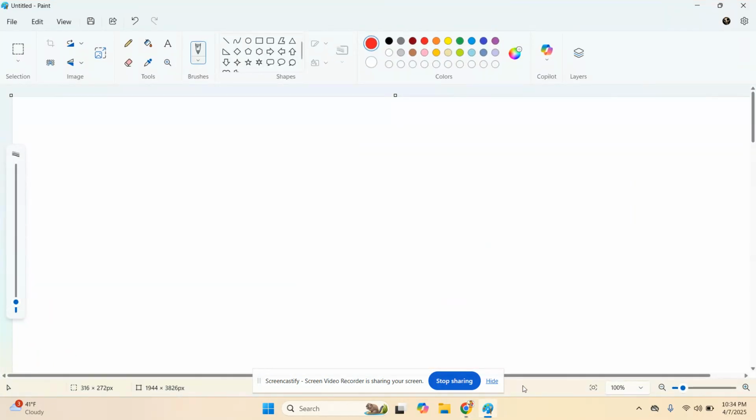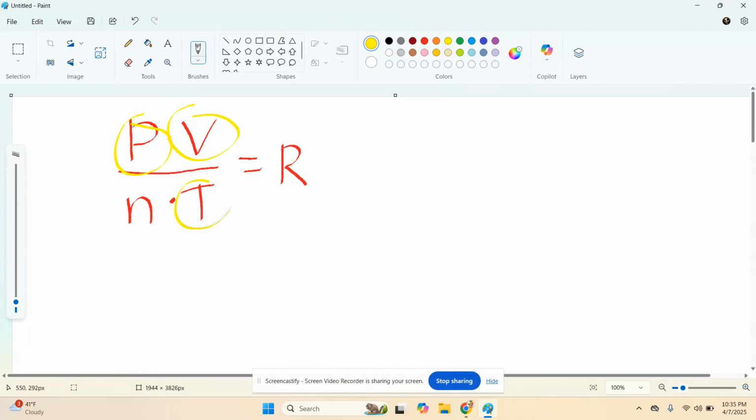We need to use our gas law equations. There is one gas law equation that we're working with in this homework, and it is this: take the pressure of any gas times its volume and divide it by however many moles there are times its temperature, and you get a constant. The gas constant. It does not change. And what this means is that if you have any three of these values, you can find the fourth.